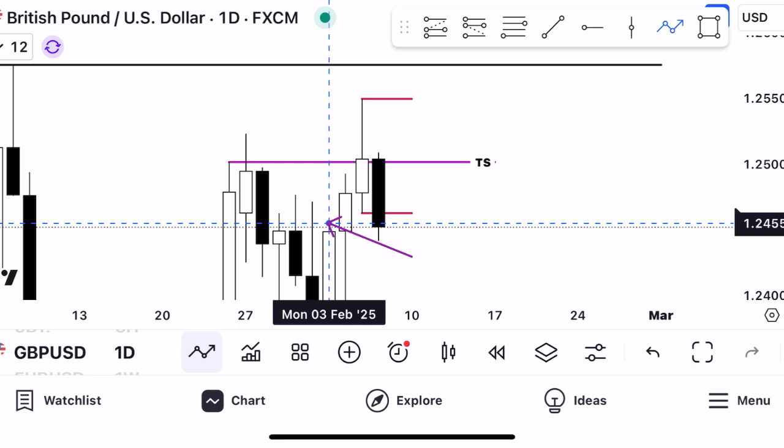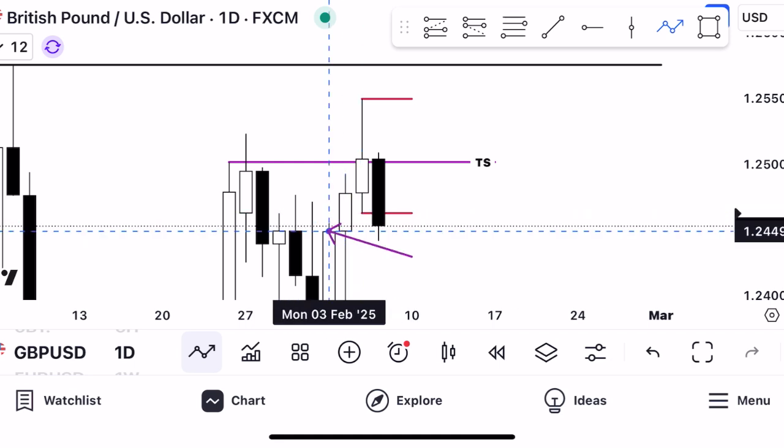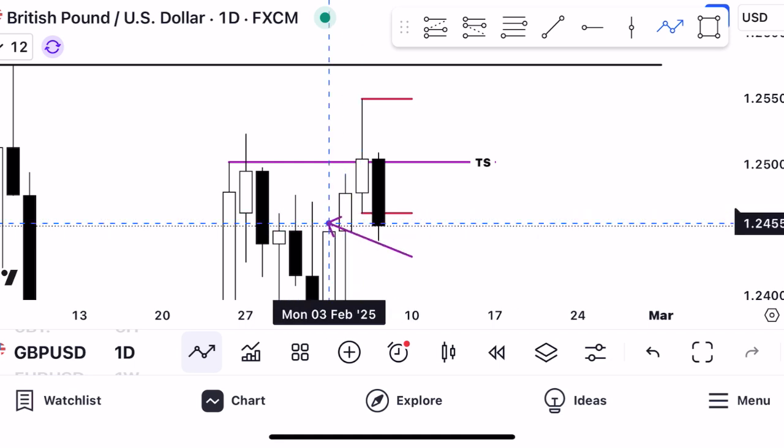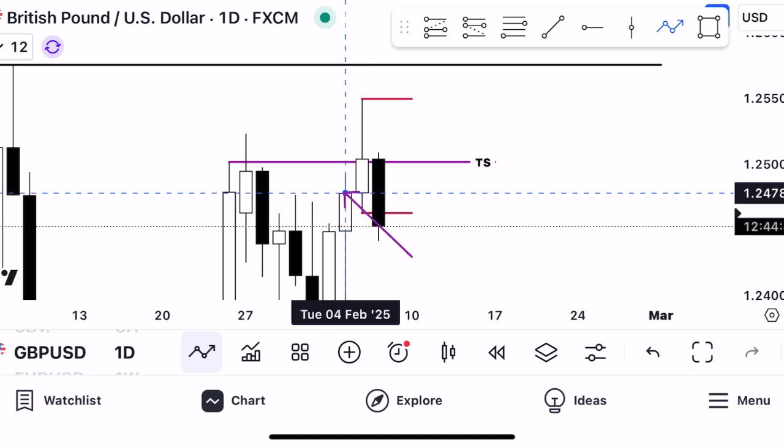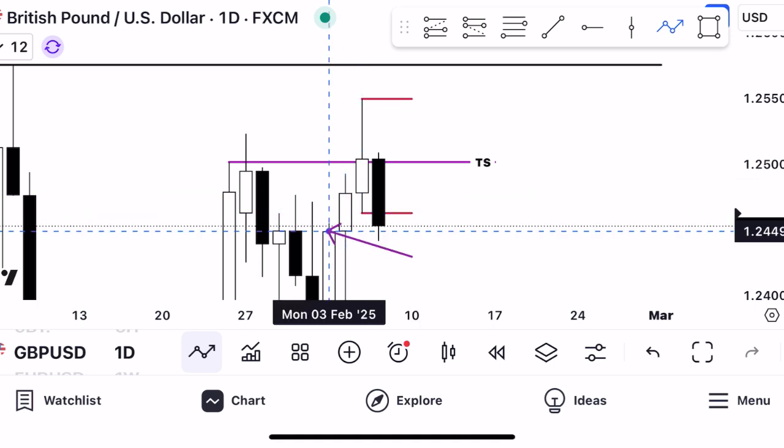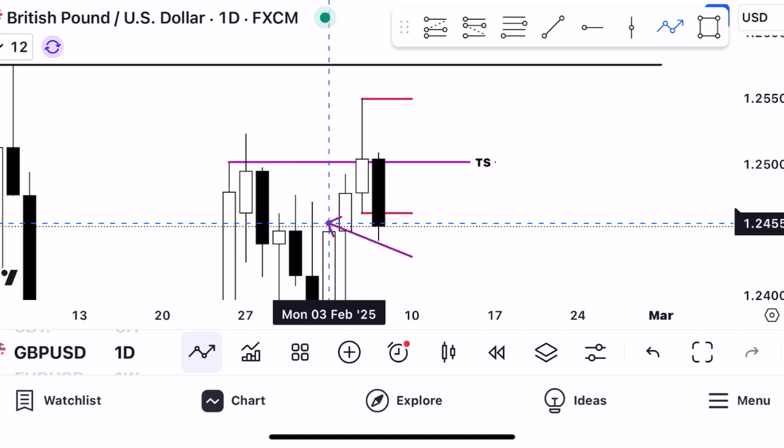Something which you have to note down is when you have a key level, you could always look for a setup. That is something which I call an A plus setup. If you don't have a key level, you could still take it, but this is a high probability setup.